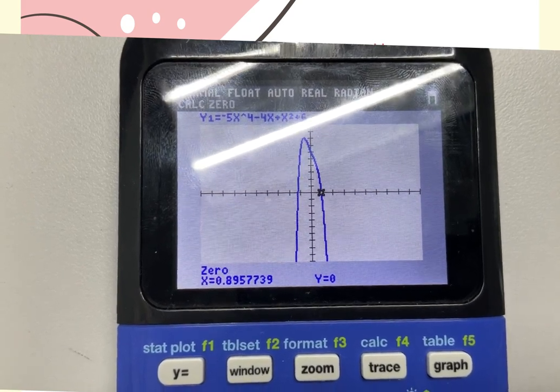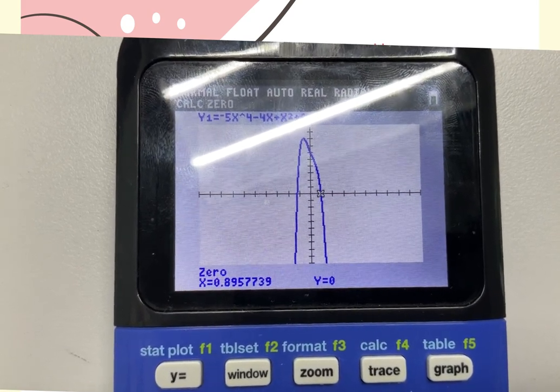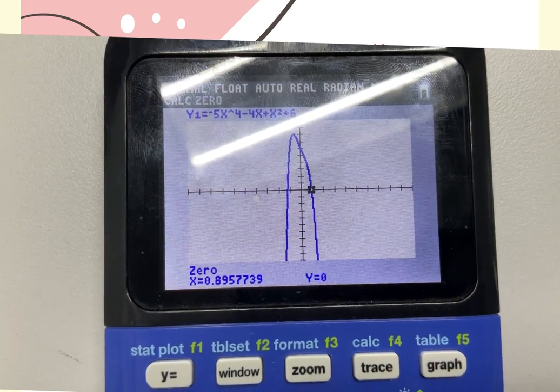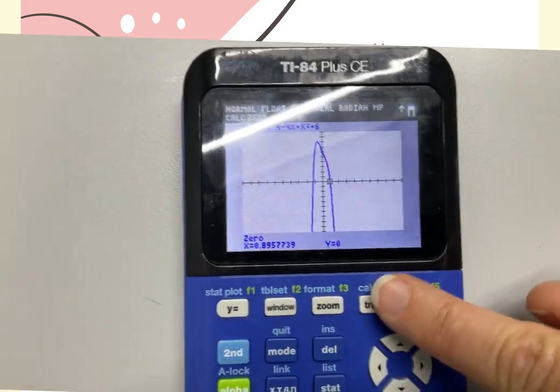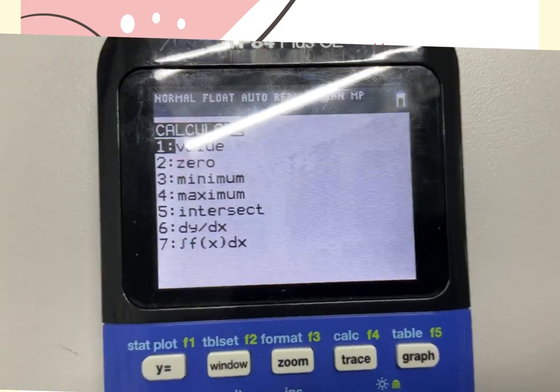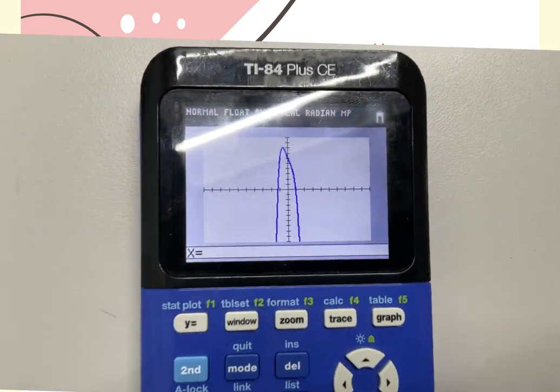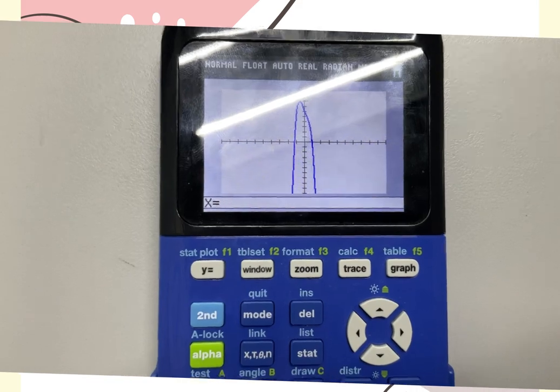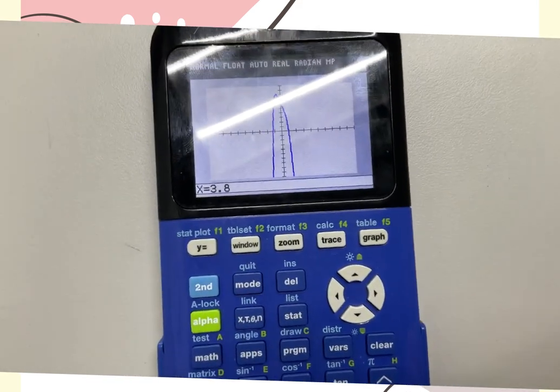Okay, we're going to round to the nearest tenth. Questions on the zeros? All right, then I got to find the value. Second trace gets me back to my menu. I'm going to go to value, and I asked you to give me the value, and X is 3.8. So I type in 3.8, and I hit enter.